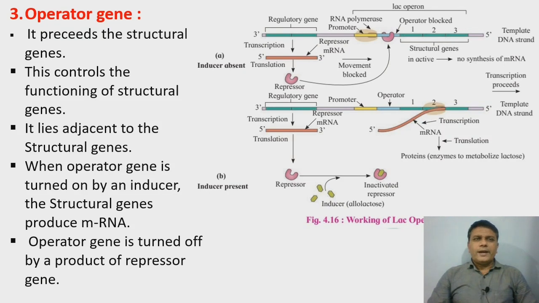The third gene is called the operator gene. The operator gene precedes the structural genes. Here we can see the operator gene, and here are the structural genes, that is Z, Y and A. So the operator gene is present before the structural genes. The operator gene controls the functioning of the structural genes, and it is adjacent to them. When this operator gene is turned on, the structural genes produce messenger RNA.